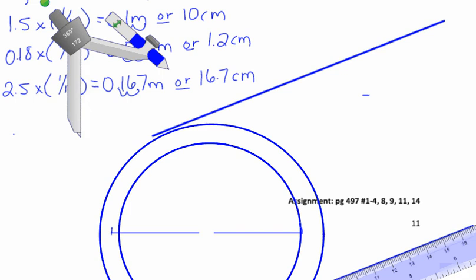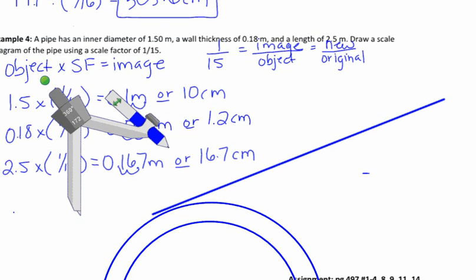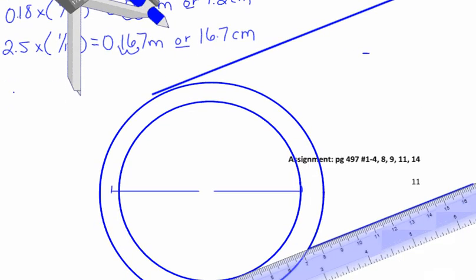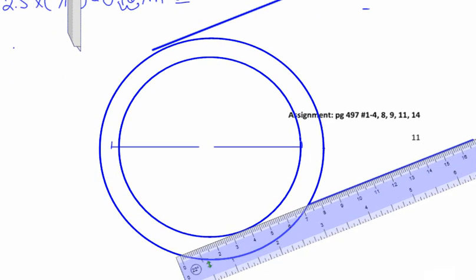So just trying to show what a scale drawing of that would be. This is hard. You can probably do a neater one in your books. But if it says draw, we really do need to draw. Just using the scale. So we used our scale factor given, multiplied it by our object's original size to get our new image. And then using a straight edge, protractor, compass, whatever you need to use there to sketch what that pipe would actually look like.